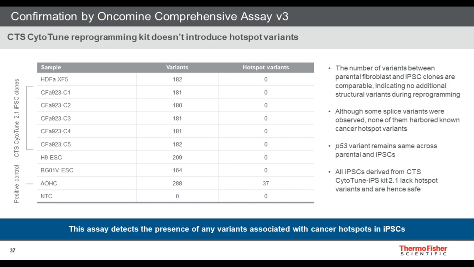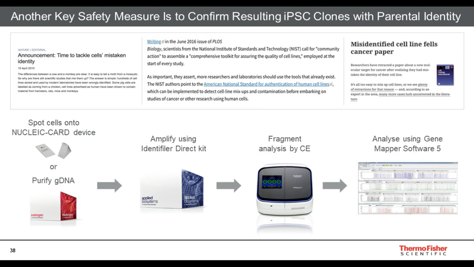So although some splice variants were observed, none of them harbored any cancer hotspot variants. So the p53 variant remains same across parental and iPSCs. All iPSCs derived from the CTS CytoTune-iPS kit 2.1 lack the hotspot variants and are hence safe. So this assay helped us detect any risk of introducing cancer back into the patient. So the last thing you want to do when you're treating a disease is introduce another disease or another risk. So this is a really great way to help you make sure that you're not going to introduce that into the patient.